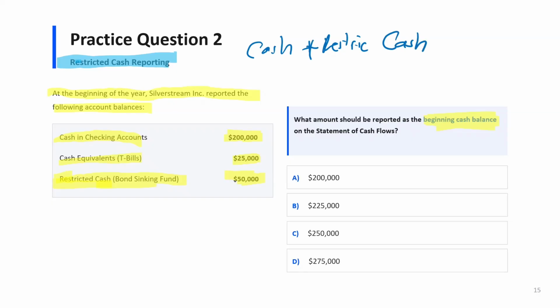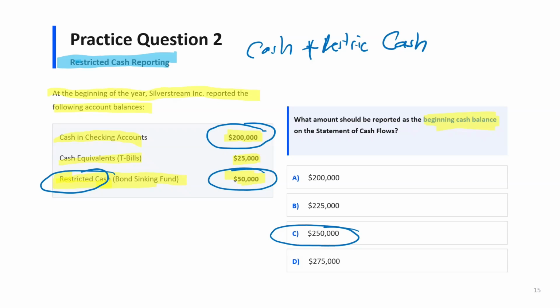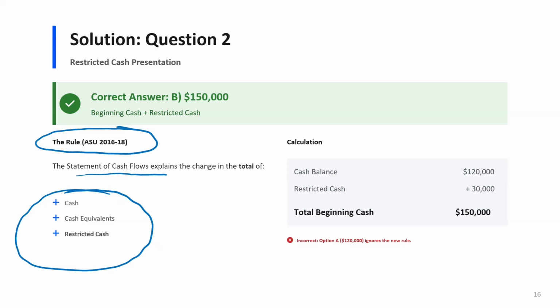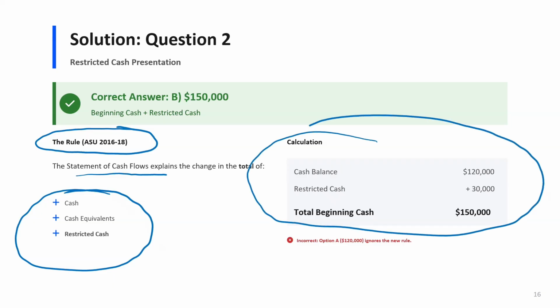Cash plus restricted cash. So what is it going to be? $200,000 plus restricted cash. Even though it's restricted, it's still company money. $50,000. So the answer is 250. Before the change, the answer could have been 200,000, but no longer is that the case. And here we can see the solutions also. That's ASU 2016-18. I'm saying new, but when I was studying this, it was new. The statement of cash flows explains the change in the total of cash and cash equivalents plus restricted cash.